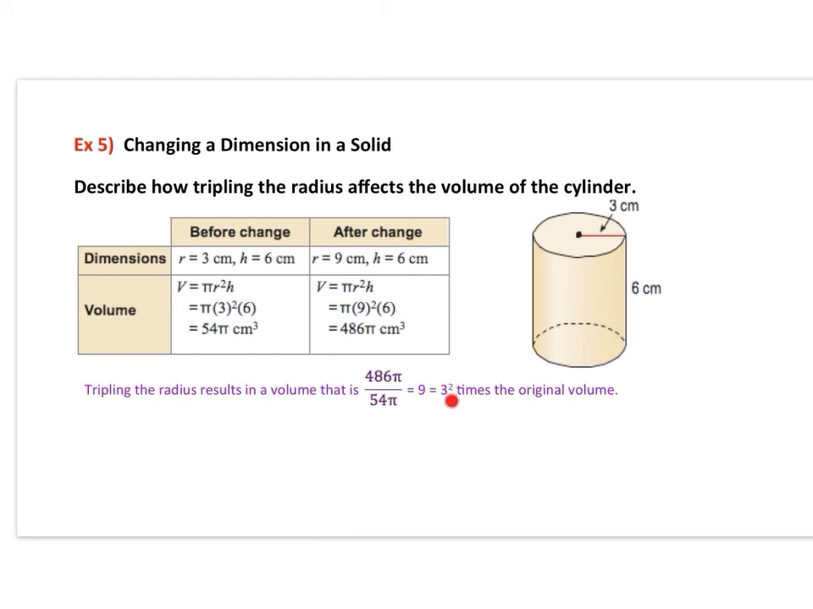which is equal to 3 squared times the original. So because we only changed one dimension, the power is 2. Not all dimensions changed. And because the radius changed, then that affects the area. So area is squared. That's why the power is 2.